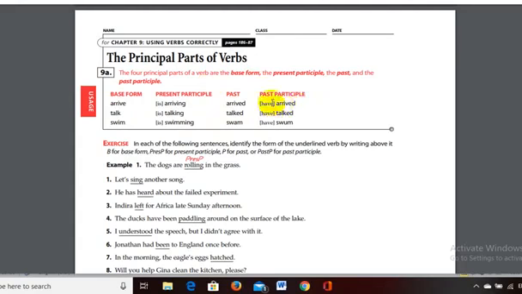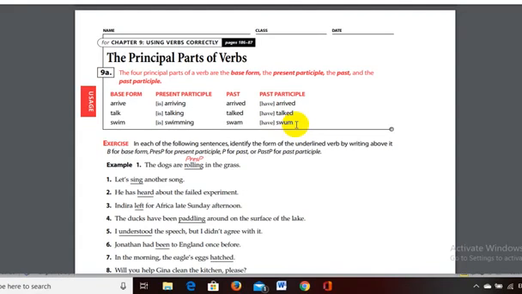You have to have a helping verb like has, had, or have, right? Followed by the participle form, right? Like arrive became arrived, talk became talked, and swim became swum. So in the past it was swam, but in the past participle, swum. I have swum to the island, for instance.